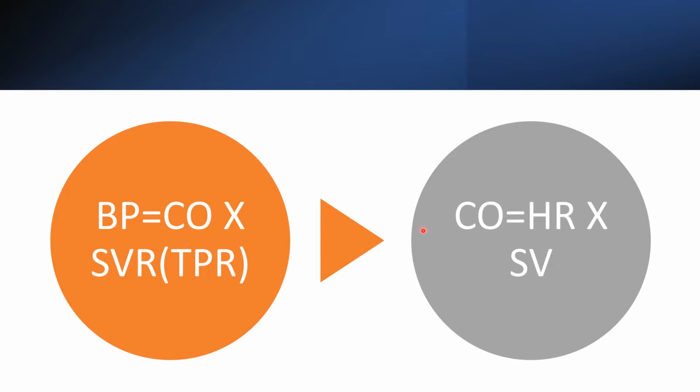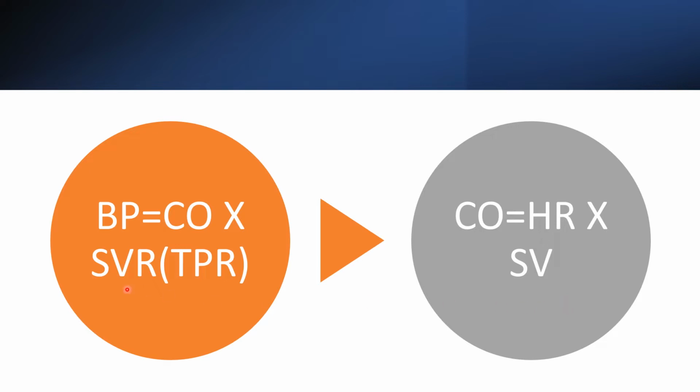Cardiac output is the amount of blood which is pumped by the heart in each minute, and that is the product of heart rate and stroke volume. Heart rate, everybody knows, is the number of beats in a minute, and the stroke volume is the amount of blood which is pumped in each beat.